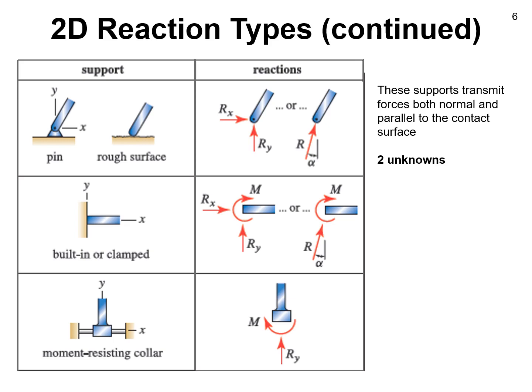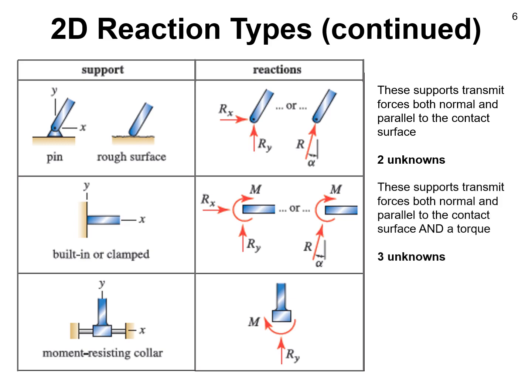The next category is called built-in or clamped, and here you can imagine that you have a beam either fully cemented into a wall or bolted to a wall, and we ask the question, what is prevented? What is prevented is that you could not move that beam horizontally, you could not move that beam vertically, and you could not rotate that beam without having resistance. So in this case, we see that this kind of support transmits forces both normal and parallel to the contact surface and also a torque. And that adds up to 3 total unknown reactions.